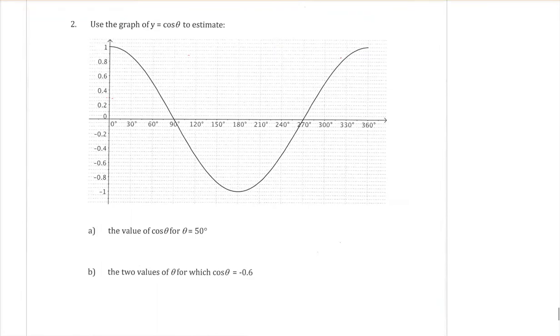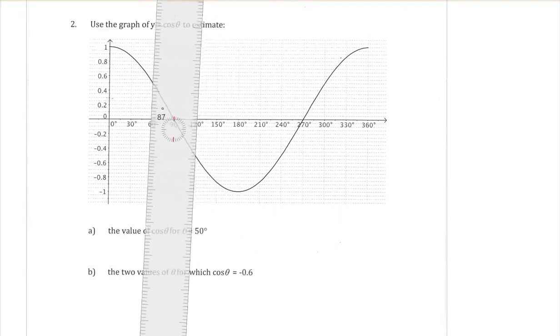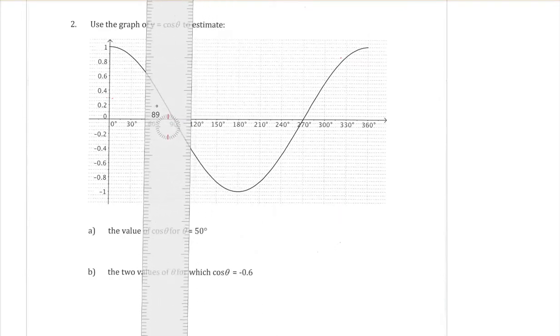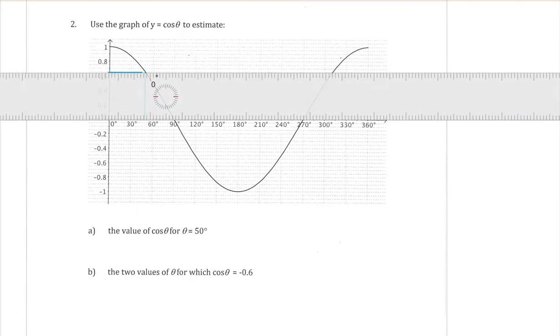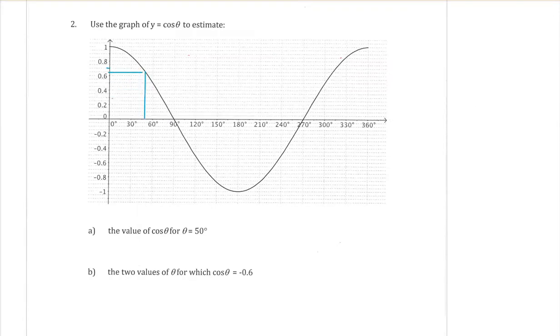Question 2 is about the cos graph. So part A says, find the value of cos theta if theta is equal to 50 degrees. So use your ruler, it helps keep things way more accurate. 50 degrees will be just slightly past that little middle line there, coming straight up and straight across. Okay, so 0.7 would be there, so it's going to be 0.65 approximately. So cos 50 is approximately 0.65.